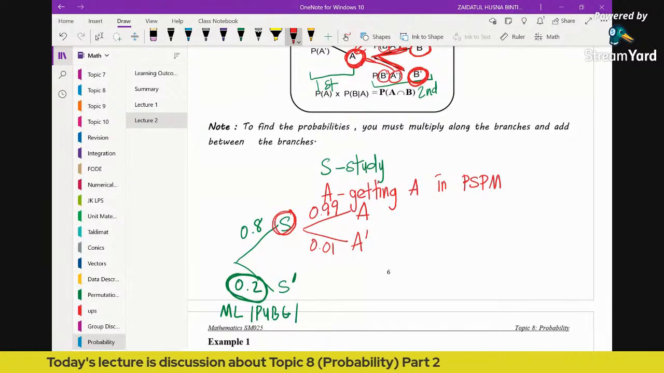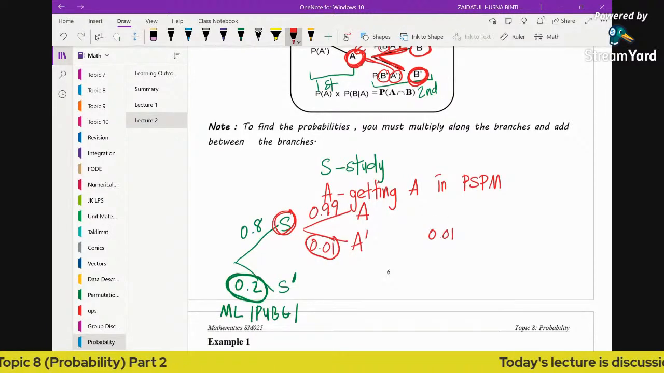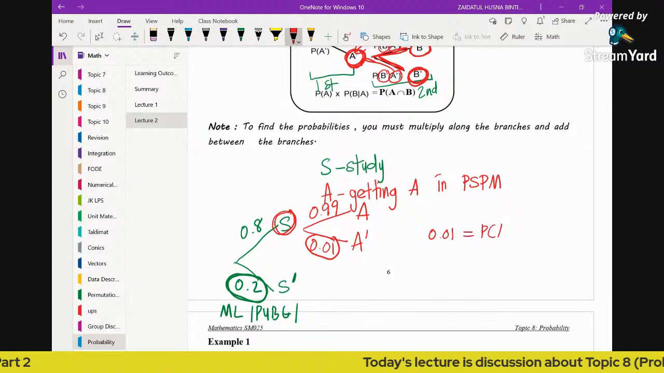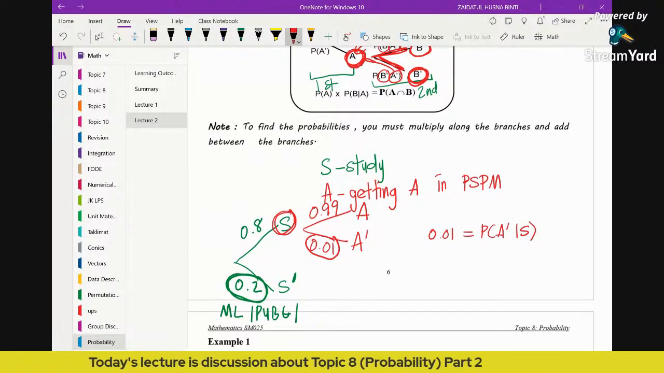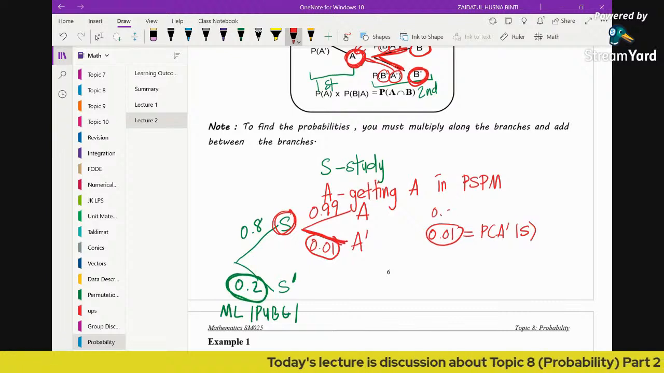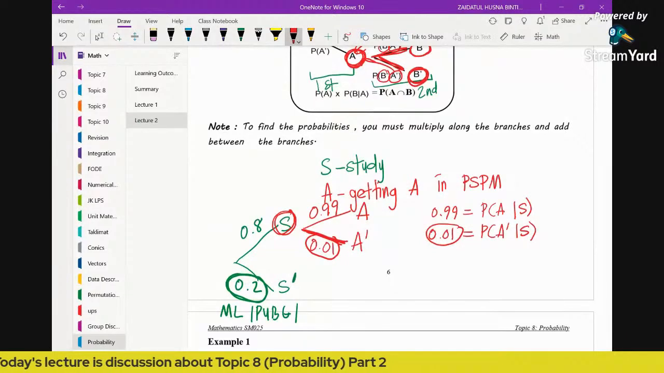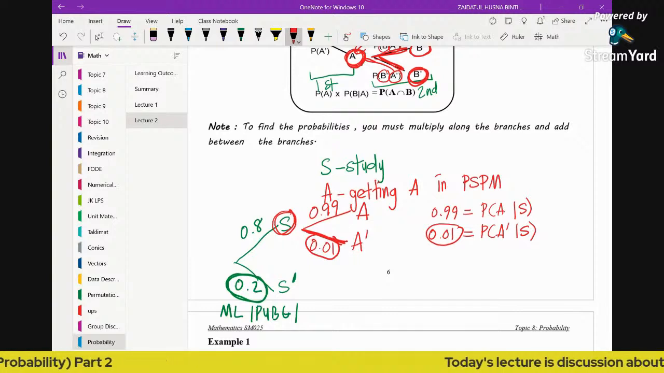Okay, contohlah, so what does this tell you? So 0.01 ni adalah probability awak tak dapat A diberi bahawa awak dah belajar. Provided that you already studied but you didn't get A. So that is the probability lah. So this is what the branch tells you about. Manakala 0.99 ni pula, this is the probability of you getting A provided that you study. Provided that you have already studied, and you get A. So that is very high. Kalau dah study dapat A, itu sangat tinggi.